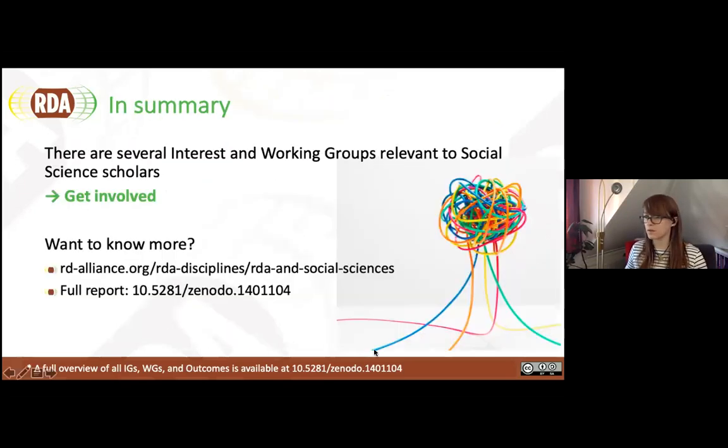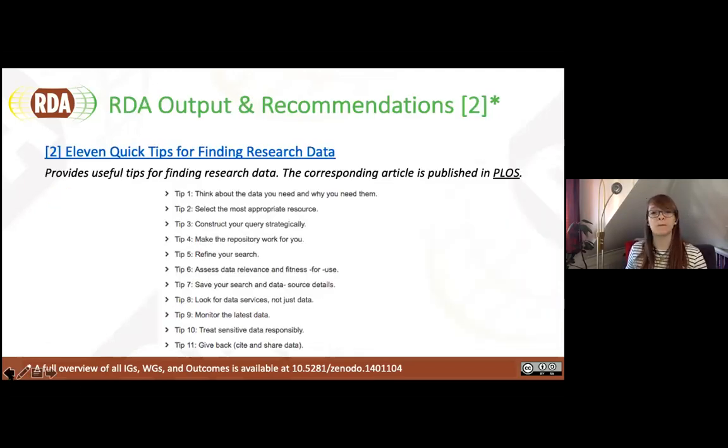And sorry about that, I'm going a bit too fast. The second output and recommendation is called 11 Quick Tips for Finding Research Data. And it's a data discovery recommendation that I think is interesting for several disciplines, including the social sciences. It corresponds to an article published in PLOS, and it has these 11 tips on how you can find research data that I think might be interesting for scholars in the social sciences as well.